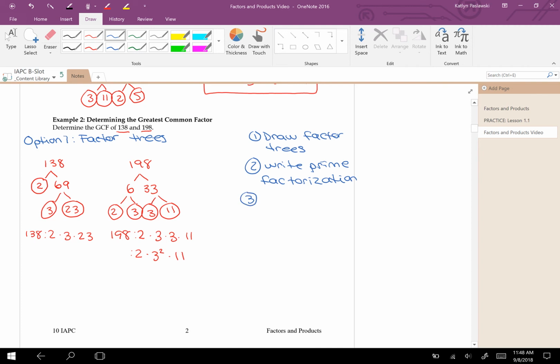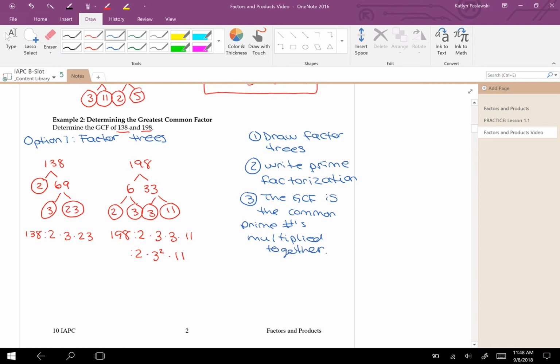And the third step, the greatest common factor is the common prime numbers multiplied together.